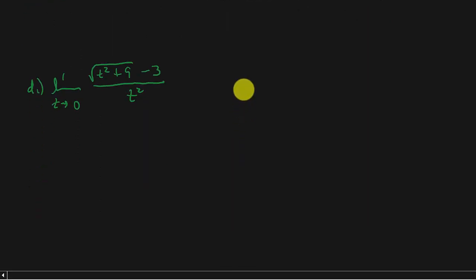All right. So what about this one? Well, let's plug the 0 in. So that's going to be 0 plus 9. Square root of 9 is 3. 3 minus 3 is 0. 0 squared is 0, so I get 0 over 0 again. So let's do something else.